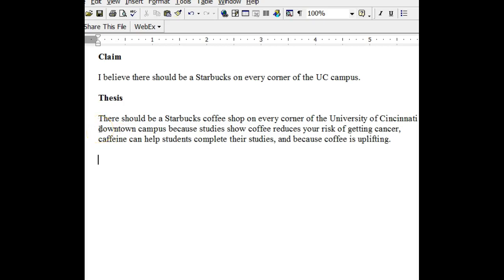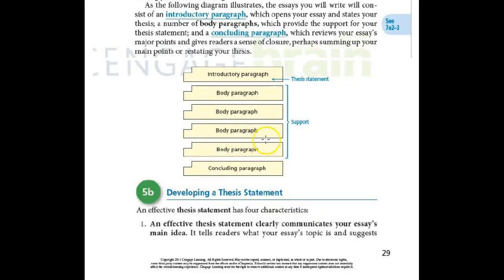And so I'm going to talk first about coffee reducing your risk of getting cancer. Then I'm going to talk about how caffeine can help students complete their study. Finally, I'll mention how coffee is uplifting. And if I change any of these out, because this is a tentative thesis, right? If I change any of these out, I will also just change the paragraphs I've written below them and make sure it's all still in order.